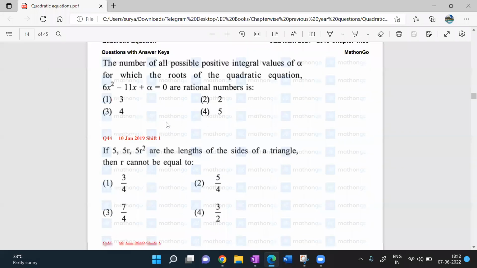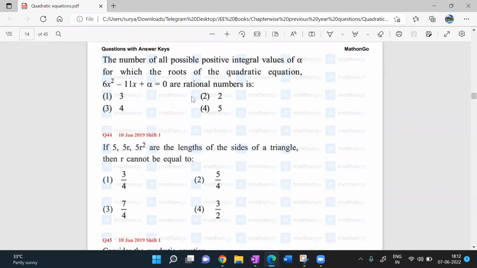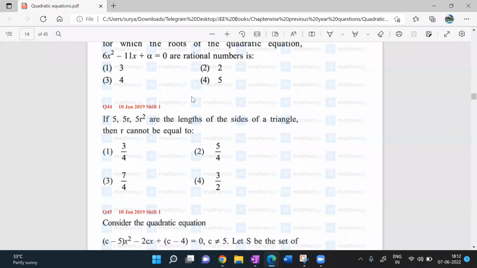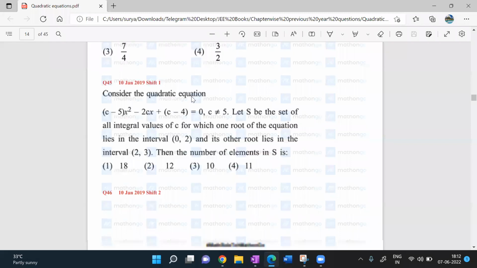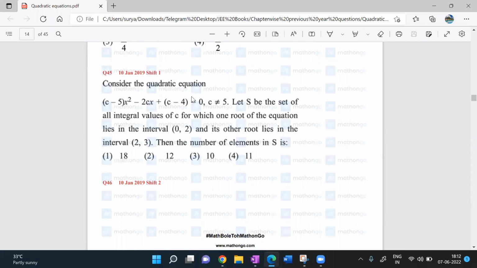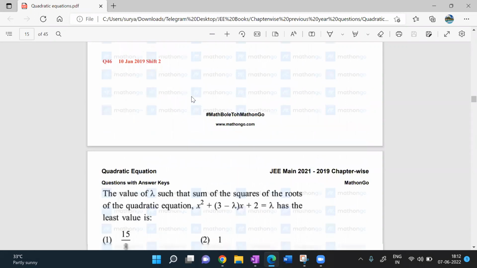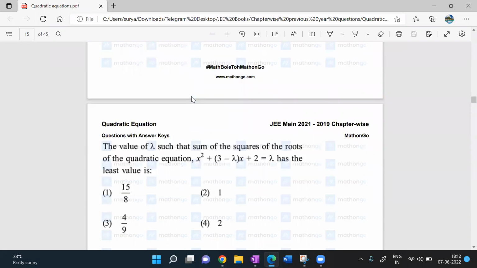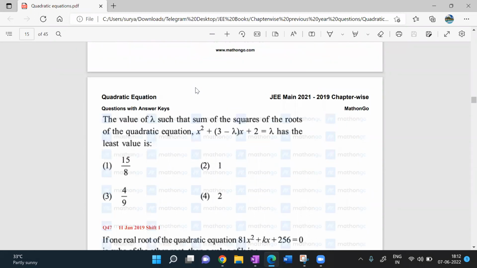The number of all possible positive integral values of alpha. We have done these two questions actually. No problem. We'll go for the next question. Which question were you asking? What is your name? So everyone solve this question, beta. Everyone solve this question.